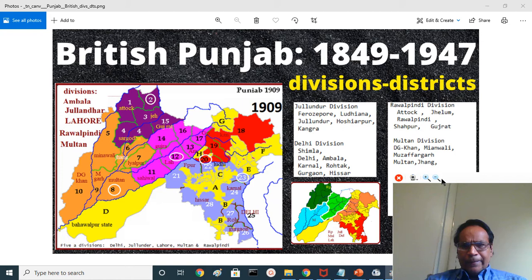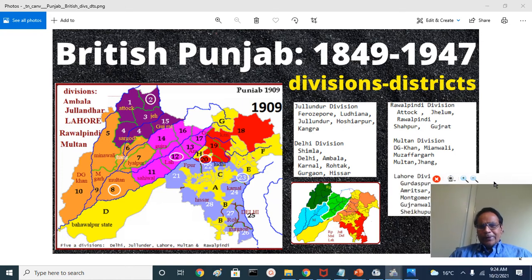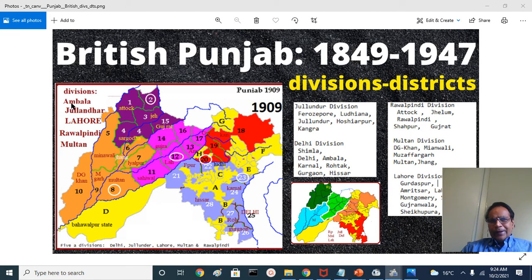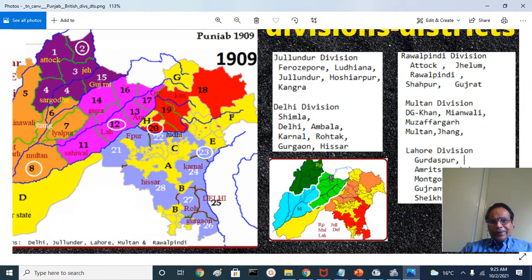Today there are 5 divisions in Punjab. I have given the divisions in different colors for your clarity. This is the Lahore division, this is the Multan division, and this is the Rawalpindi division. Then on the eastern side we have the Delhi division, the southern part in bright red color.